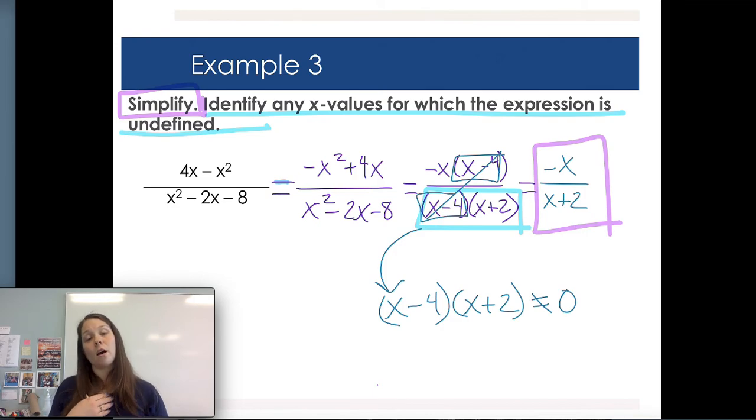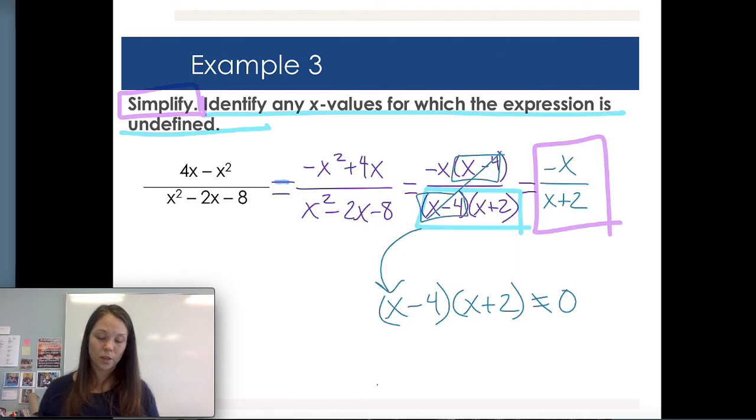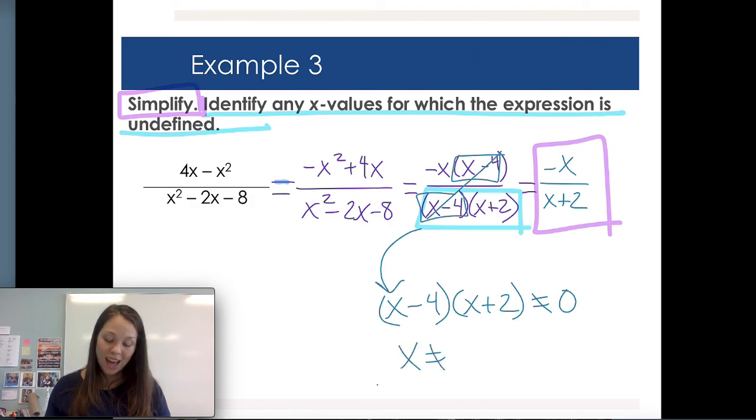Something I tend to do to remind myself that these are the values that x can't equal is that when I'm setting this up, I say that it can't equal 0, because then that's going to remind me when I write my final answers that these are the restrictions on our function, that x can't be. Solving each of these for x, it's going to end up giving me x cannot equal 4 and x cannot equal negative 2.